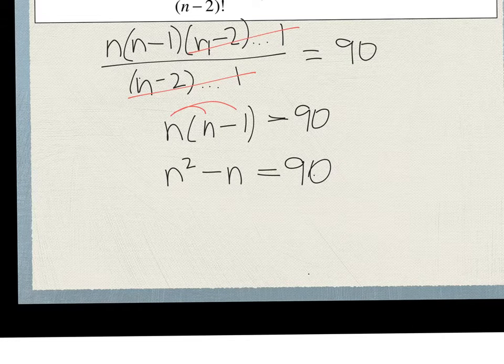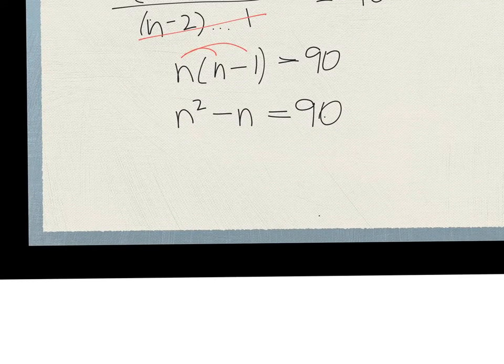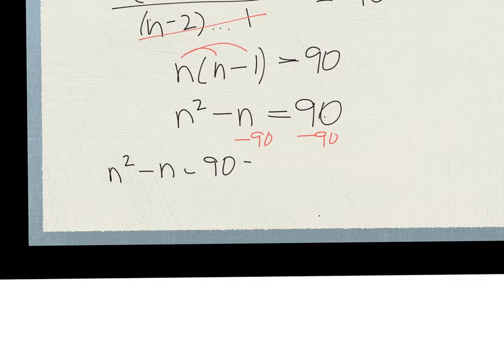Okay, so either way, before we keep going, you have to get everything to one side of the equation. So to get everything to one side of the equation, I would subtract 90 from both sides. So minus 90, minus 90. So it's n squared minus n minus 90 equals 0. Now, this is honestly because the answers are always whole numbers. The way they expect you to solve these problems, the way that they were designed to be solved, is by factoring.